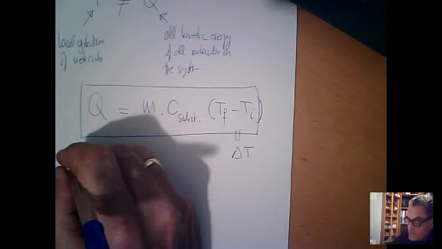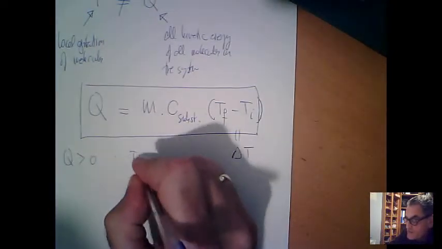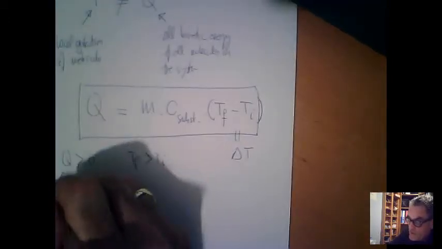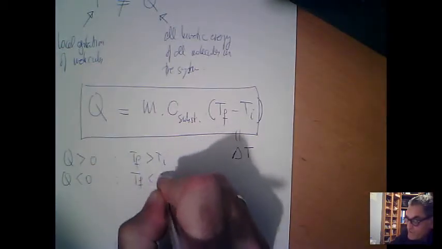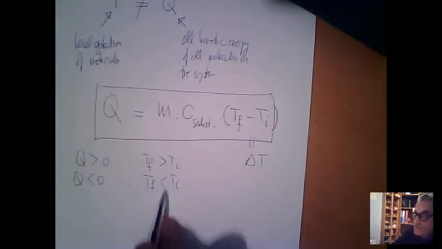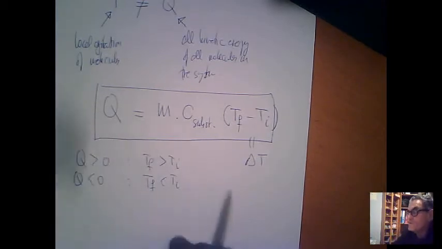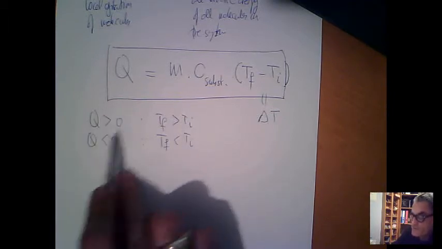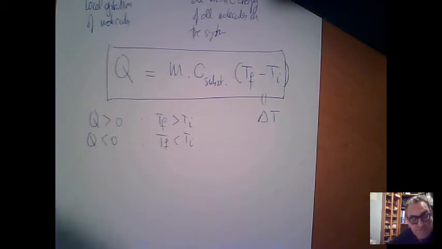So remember that when Q is positive, it means that the final temperature is bigger than the initial temperature. And when Q is negative, it means that the final temperature is smaller than the initial temperature. So depending on the sign of Q, you know if you've been heating up the system or cooling it down. When you give energy to a system, Q is positive. When you receive energy from a system, Q is negative. Okay?